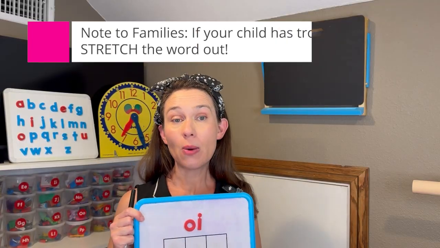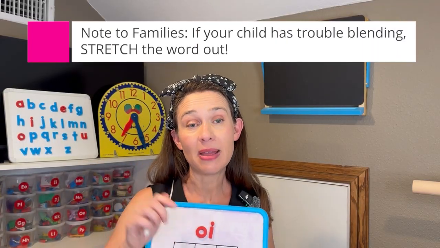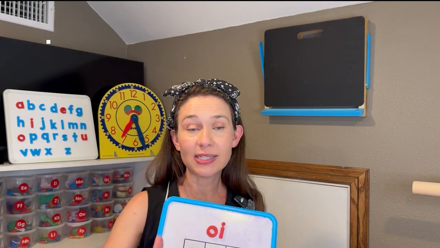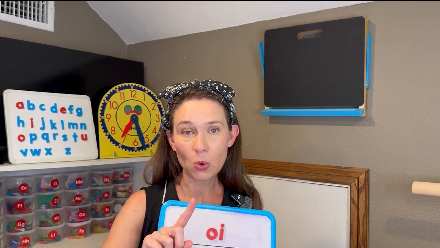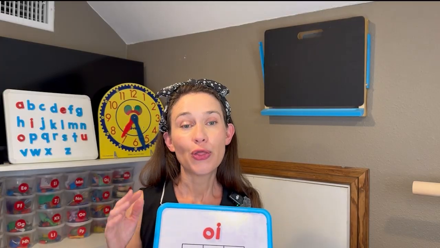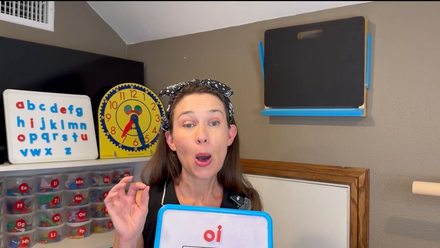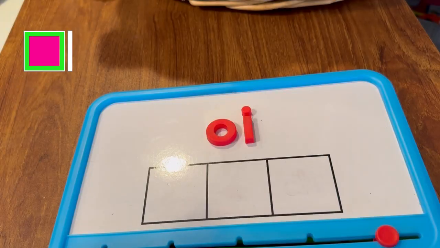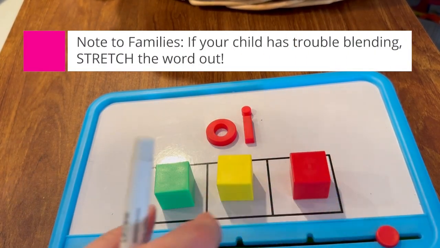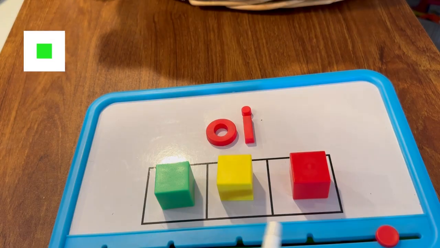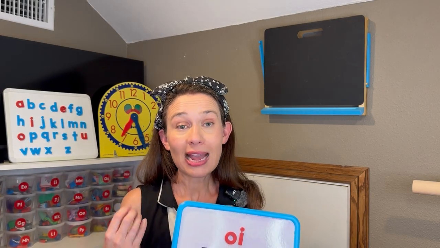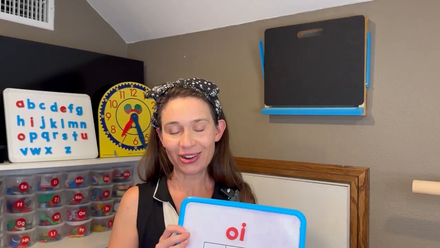Remember, the rule for OI is that it says OI in the middle of a word. So going back to the 2nd step in our 4-step process, we already know the rule. Now we're going to go ahead and listen to the sounds. The word is boil. B, oy, oh, boil. I'm going to go right into that 3rd step where I am now connecting the sounds to the letters.